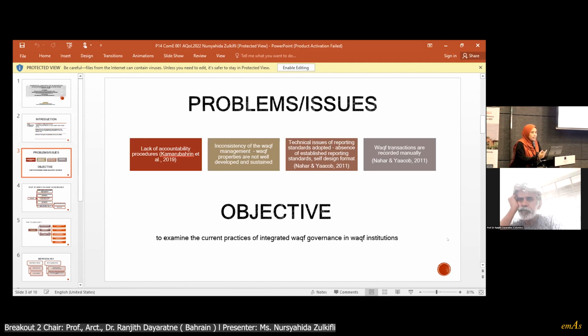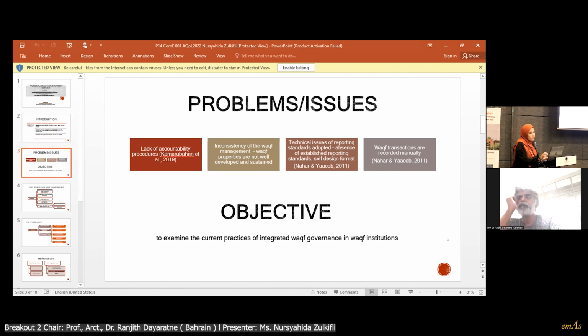The other problem is inconsistency of wakaf management, because each SIRC, or Majlis Agama Islam, has its own enactment to govern and regulate wakaf practices. Due to this inconsistency, wakaf property is difficult to sustain and develop. Wakaf needs to be sustained and developed for the benefit of the community.